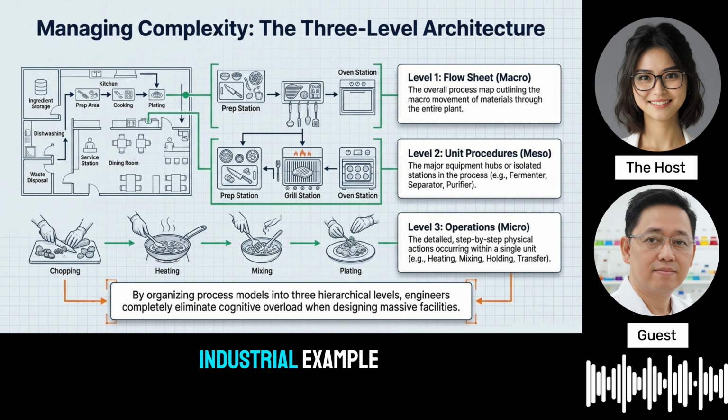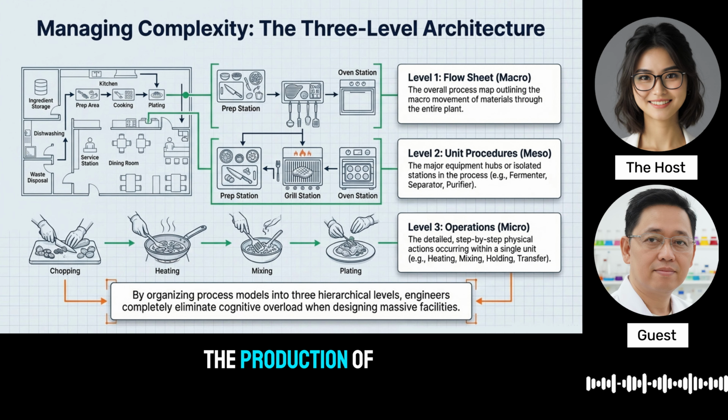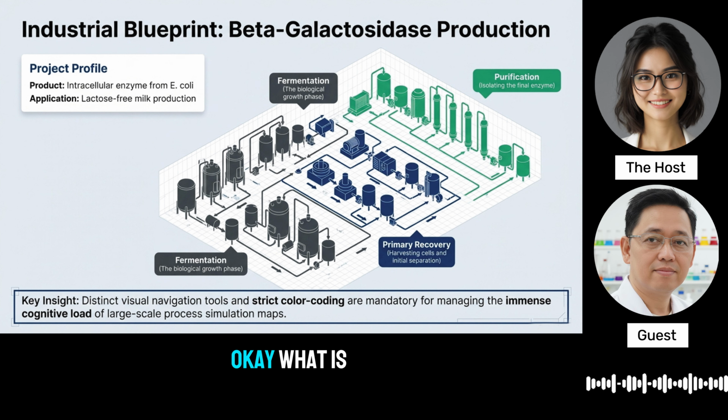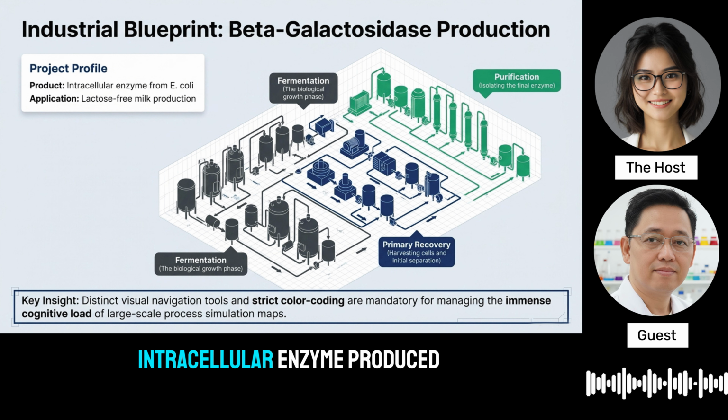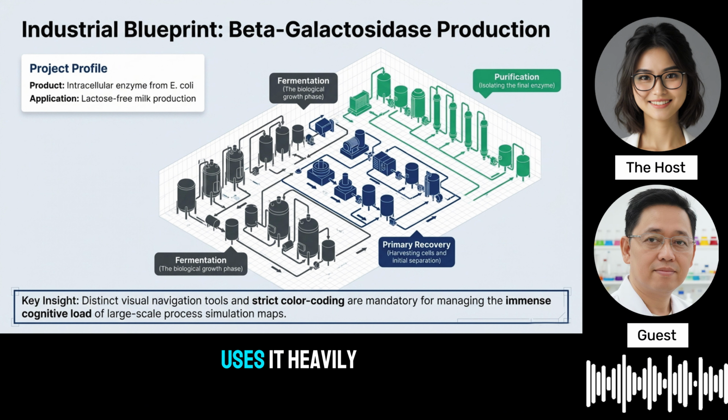Let us look at a real industrial example from the sources, the production of beta-galactosidase. Okay, what is that used for? It is an intracellular enzyme produced by E. coli bacteria, and the dairy industry uses it heavily to manufacture lactose-free milk.